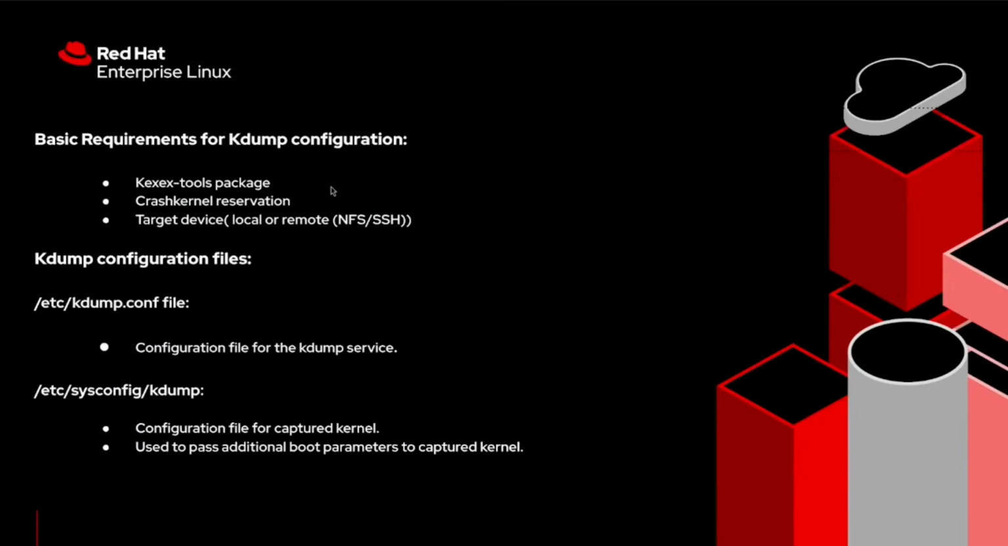Let's check the basic requirements to configure the Kdump. You need the kexec-tools package, a crash kernel reservation, and a target device. In this tutorial, we will look into configuring the Kdump on local dump target. Kdump service behavior is managed by two main configuration files. /etc/kdump.conf is the primary configuration file for the Kdump service. The other file is /etc/sysconfig/kdump. This one is used to pass additional boot parameters to the capture kernel.